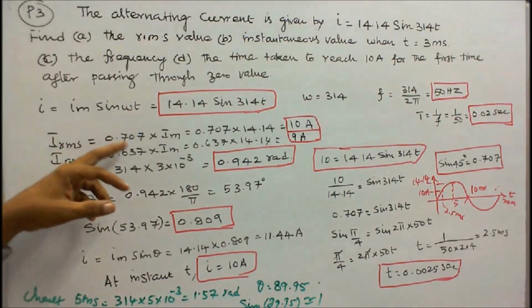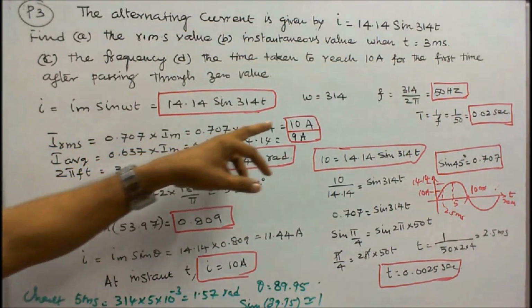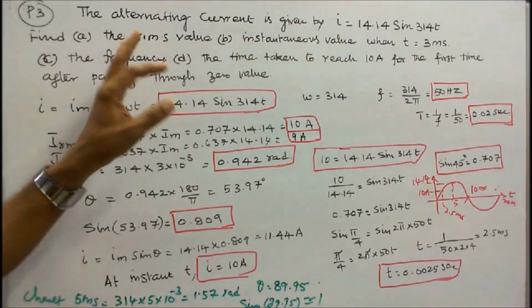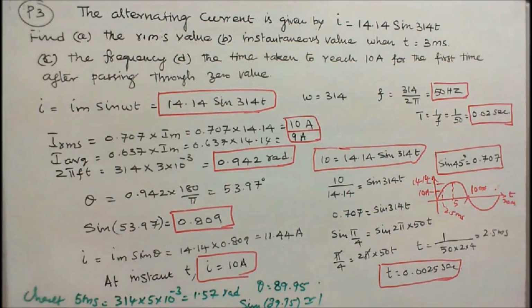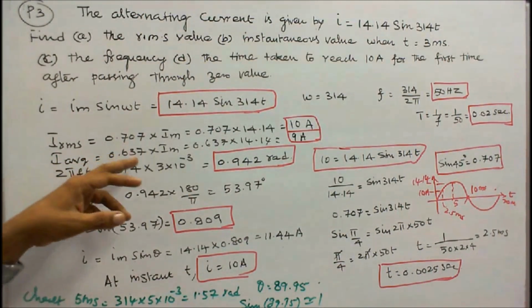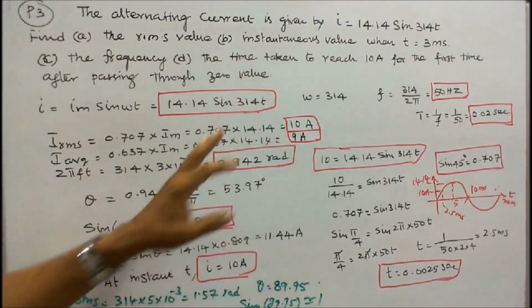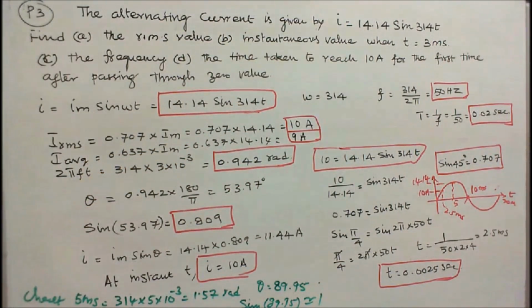IRMS is equal to 0.707 into Im, that is equal to 10 amps. IRMS is equal to 10. We can also find I average. I average is equal to 0.637 into Im, that is equal to 9 amps. In AC circuit, RMS value is always greater than the average value.